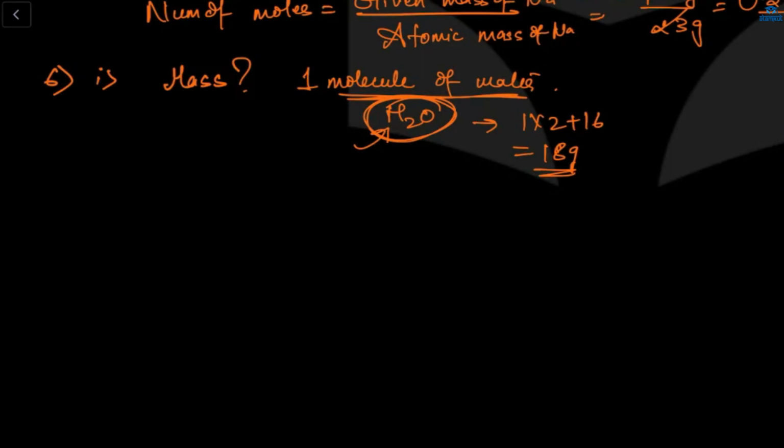I think I have done it. Ma'am, I did it. Okay, so 18 grams you got? This is an easy one, so I think I should have done it. Yes, ma'am, I got 18 grams. Okay. And what is the second part? Shazan, you got 18 grams?